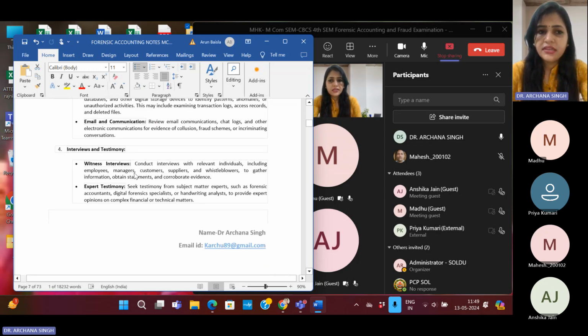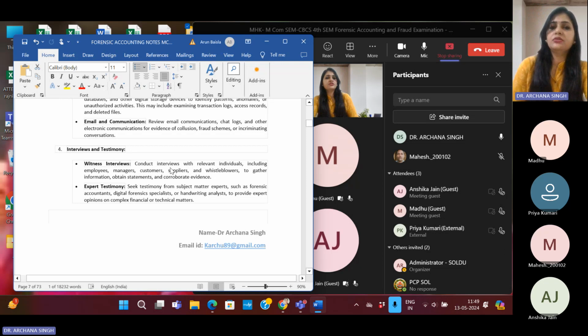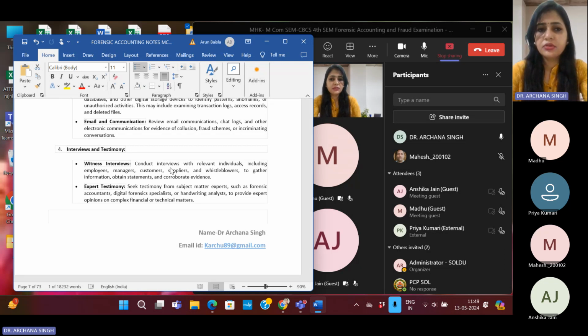They had to witness the interview and experts' testimony, conduct interviews with relevant individuals, which may include employees, suppliers, whistleblowers, managers, customers, so that they can collect the information from these relevant individuals whose statements are very important for them, and then on the basis of that they can obtain the statements and corroborate those evidences.